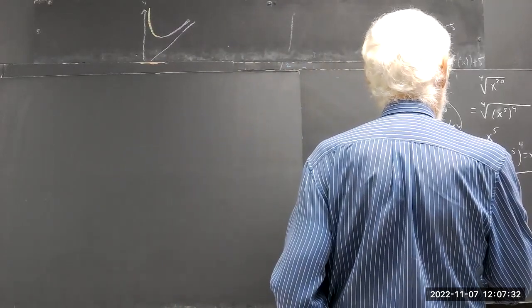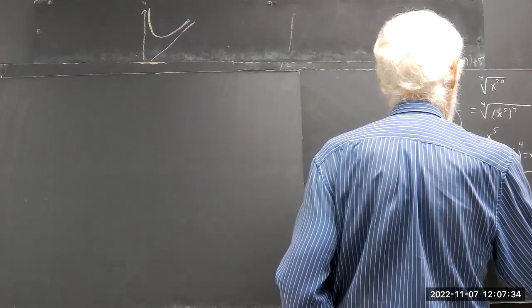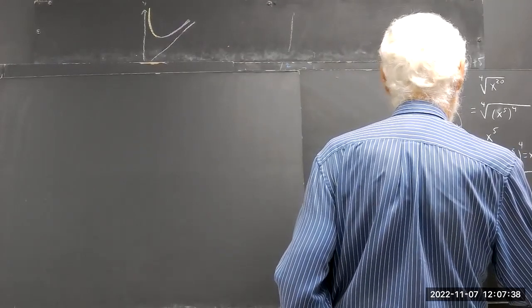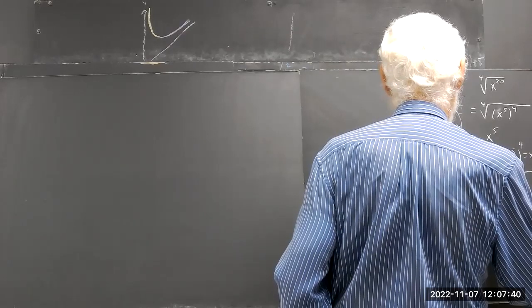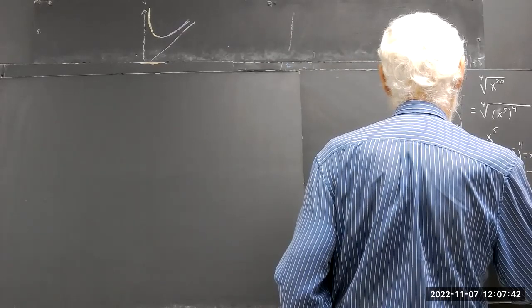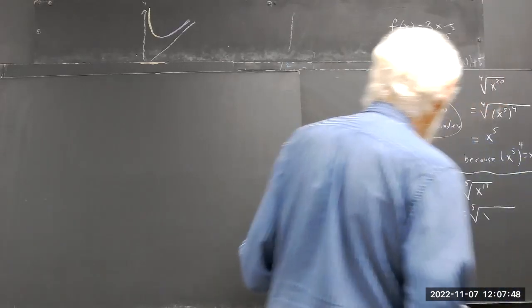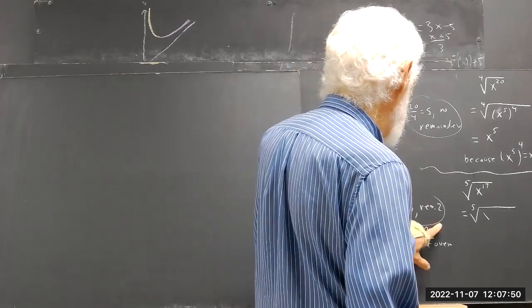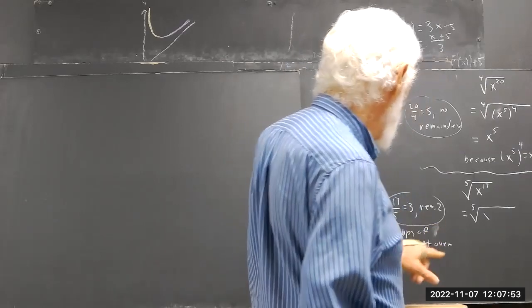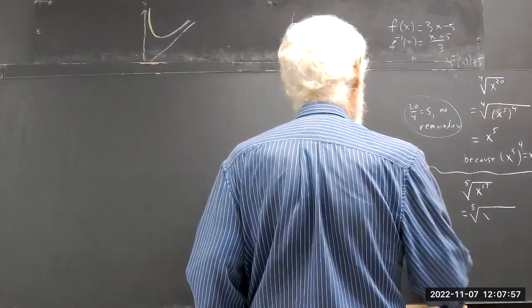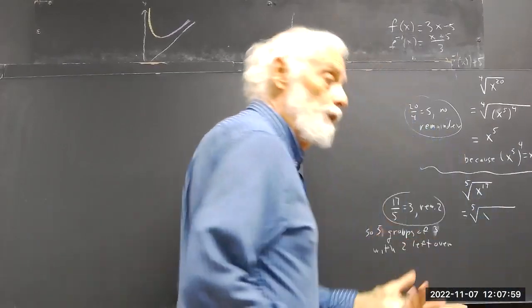So that means I can write this as the fifth root of... and I said this wrong. There could be three groups of 5 with 2 left over. But what we wanted to get is 5 groups of 3 with 2 left over, right?